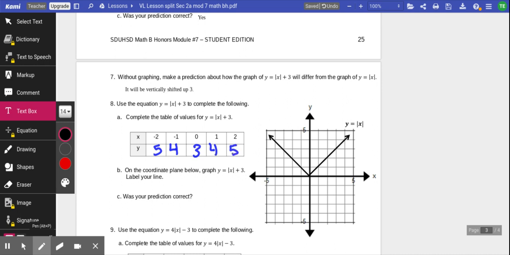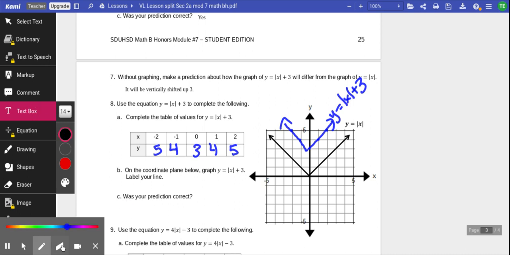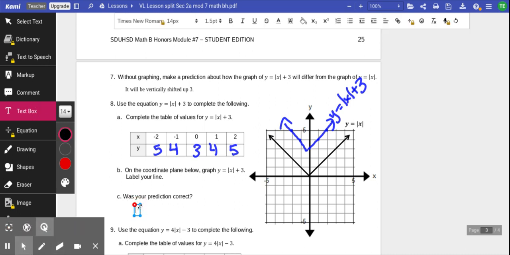Plot my points. -2, 5. -1, 4. 0, 3. 1, 4. 2, 5. I make my graph and I say, hey, it's the same slope. It just got pushed up 3. Label your line: y equals the absolute value of x plus 3. Okay, was your prediction correct? Yes.